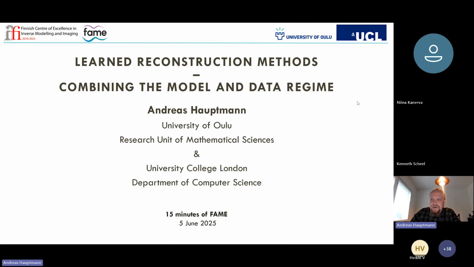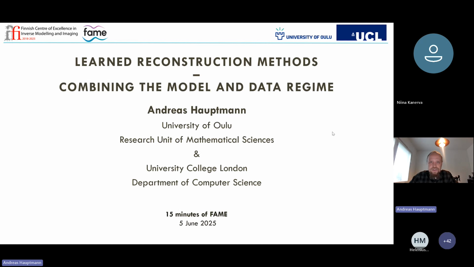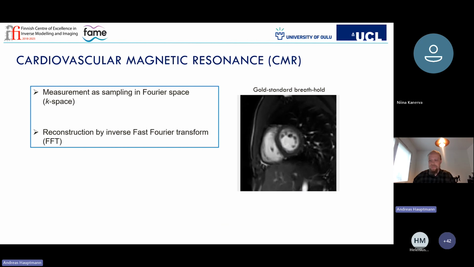Good, yes. So as the title says, I want to talk a bit about what we mostly do in my group, so-called learned reconstruction methods, and how we combine classic reconstructions and a data-driven regime. This is pretty general in this presentation. So let's just jump right in with a motivational example.